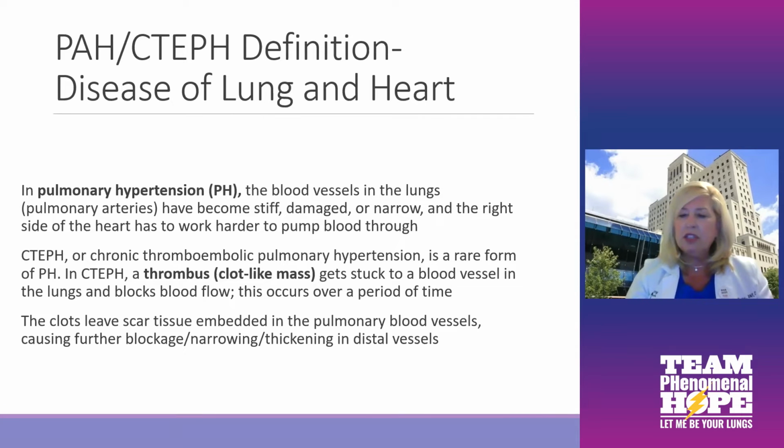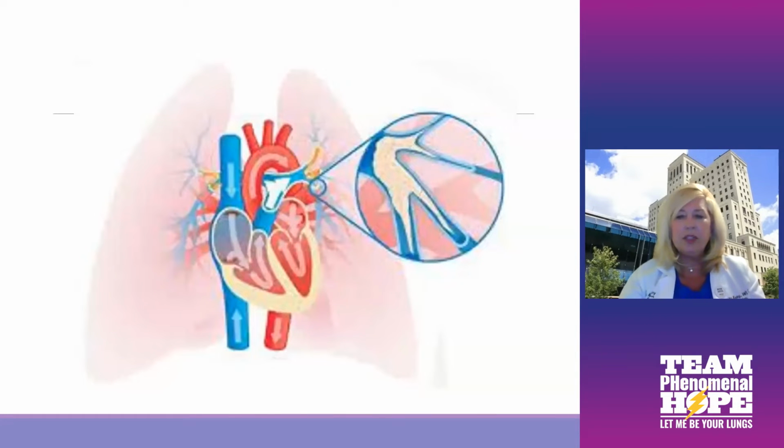The clots leave scar tissue embedded in those pulmonary blood vessels, causing further blockage, narrowing, and thickening, particularly in the smaller, more distal vessels. You can imagine, we have a lot of these distal vessels in the lungs, so how difficult it is to actually improve blood flow to those very small distal vessels. Here's a picture. Hopefully this will help you a bit. It's blown up there in the pulmonary artery, and you can see it almost looks like a balloon-type substance, right? And it gets kind of clogged in there.